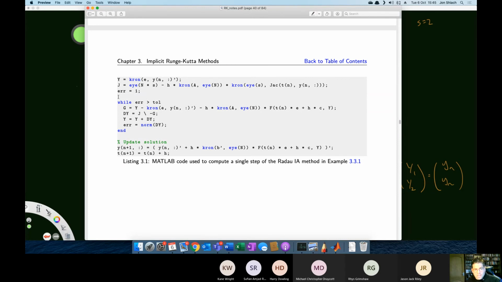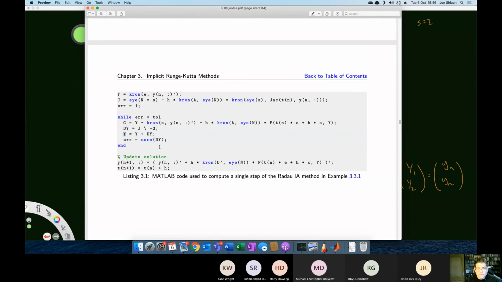So that's calculating J, then loop through. This is the Newton's method. I've forgotten the name of the method there. Again, lots of Kronecker products, using the big F. So remember, this is a function of functions. I've cheated. For delta Y, I've used the MATLAB solver. I should really have used an LU factorization routine there, but I've cheated a bit. Update the guess for the estimates of Y and calculate the error, which is just a norm of delta Y. And then you just update the solution.